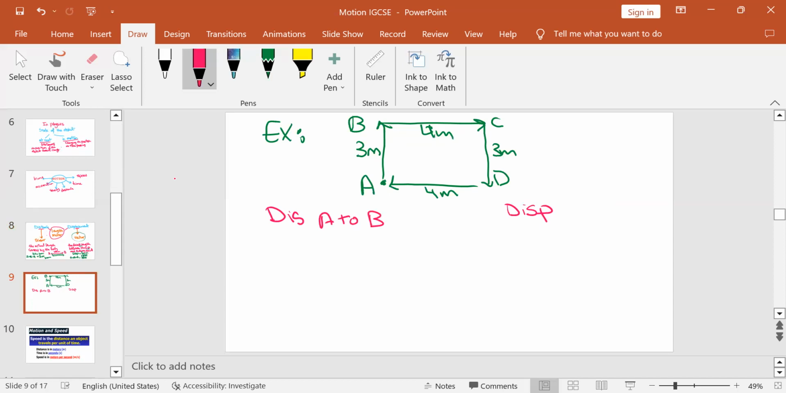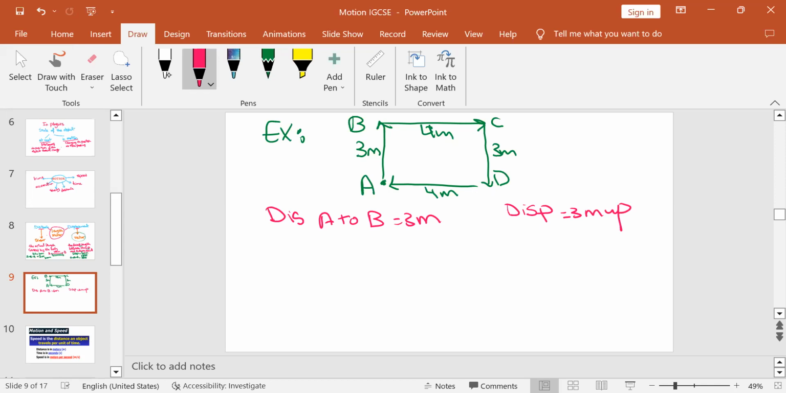What is the distance from A to B? 3 meters. What is the displacement from A to B? 3 meters. Yes, 3 meters up. Excellent.